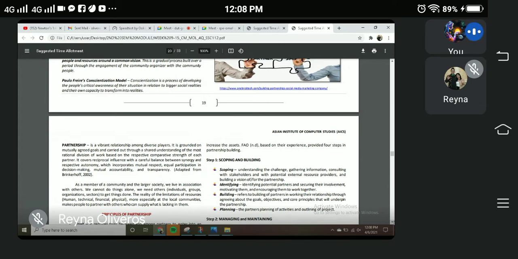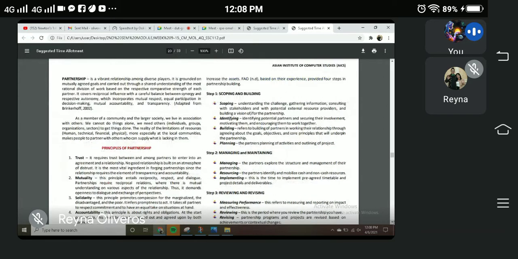So what are the different principles of partnership? Siyempre, number 1 is trust or tiwala. Okay? In order for you to gain a partnership, you need to also gain the trust of whom you wanted to partner with. So it requires trust among partners to enter into an agreement and relationship. No good relationship is built on an atmosphere of distrust, and it is the most vital ingredient when it comes to forging partnership.